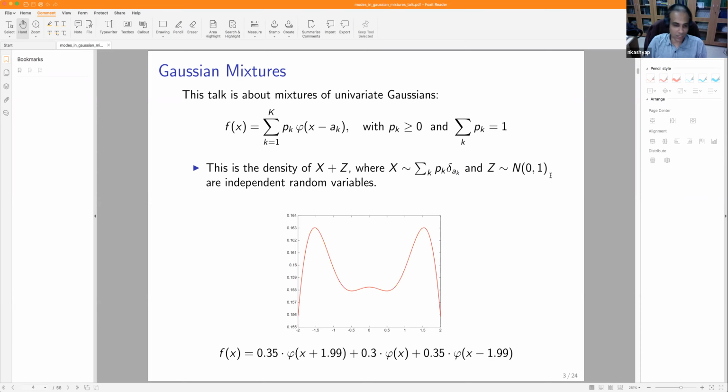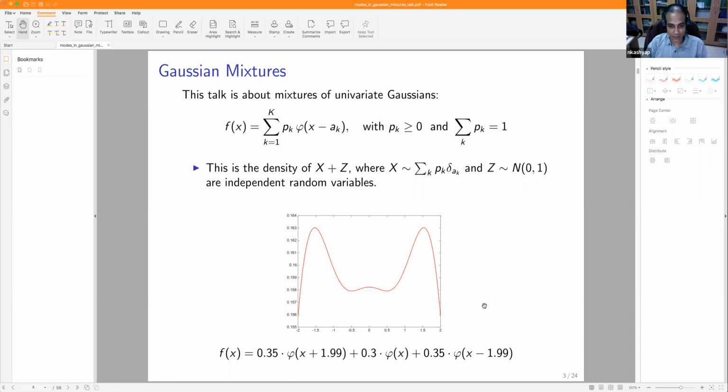All right. So here's one such plot of such a mixture. Here it's a mixture of 3 such Gaussians. I have chosen all the centers to lie within the interval -2 to 2. So I have a Gaussian centered at -1.99, one centered at 0, and one centered at 1.99, and they're getting the weights 0.35, 0.35, and 0.3 in the middle.